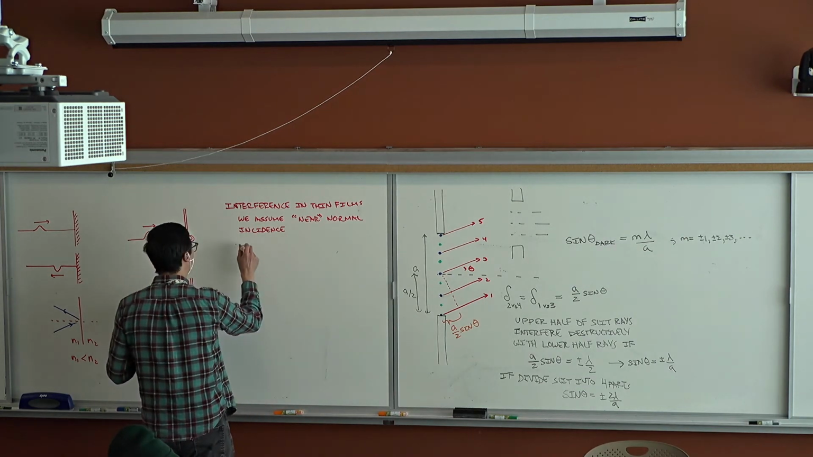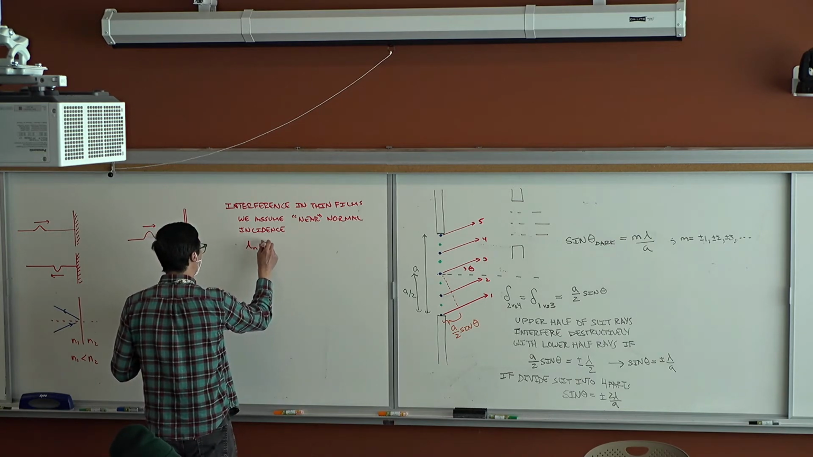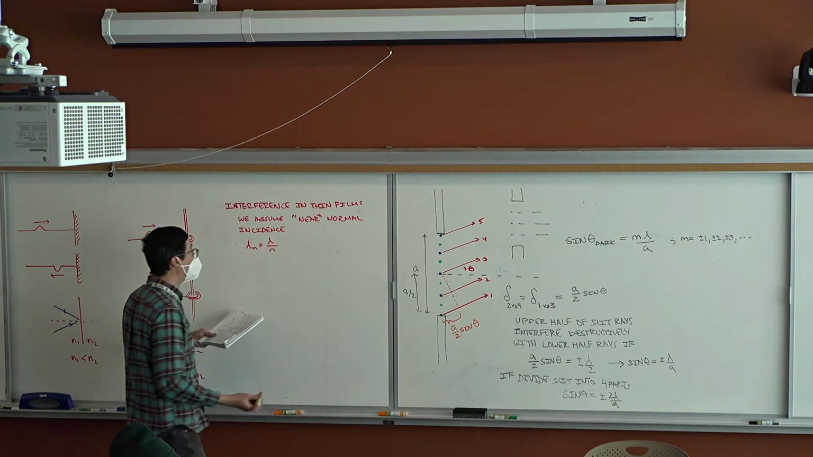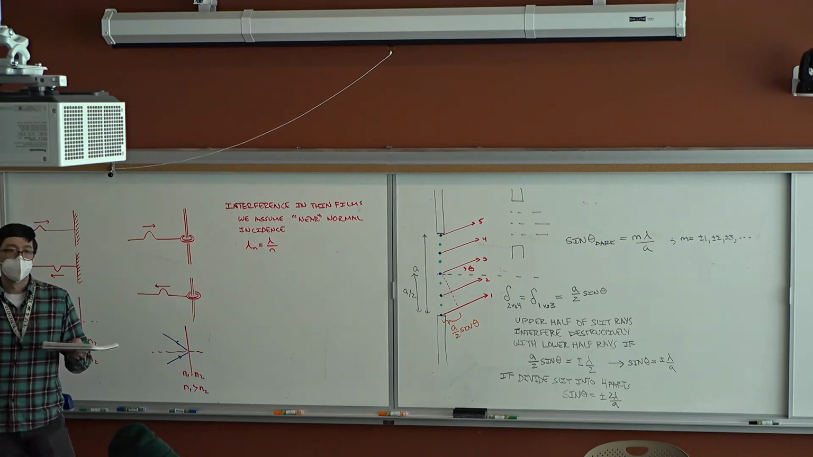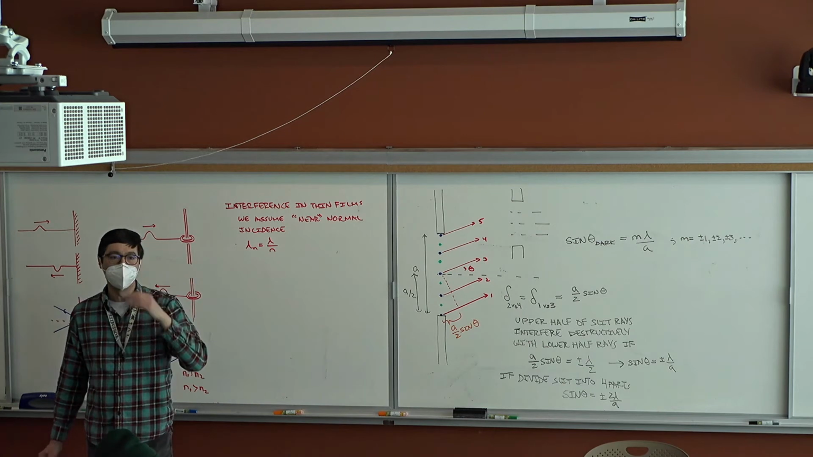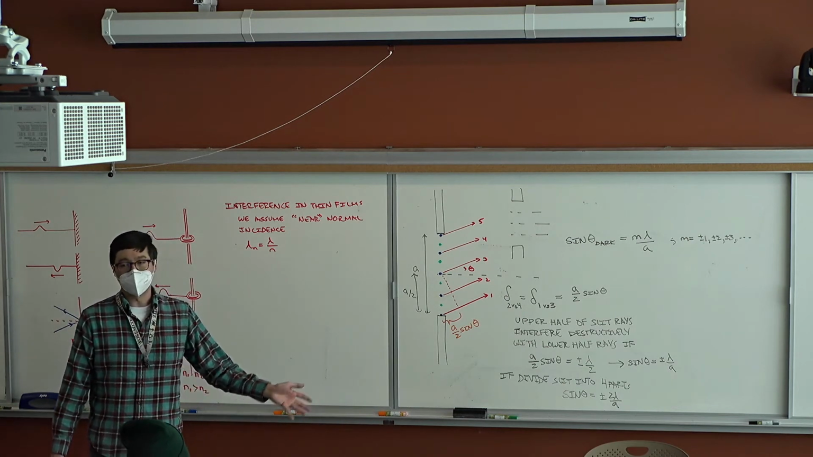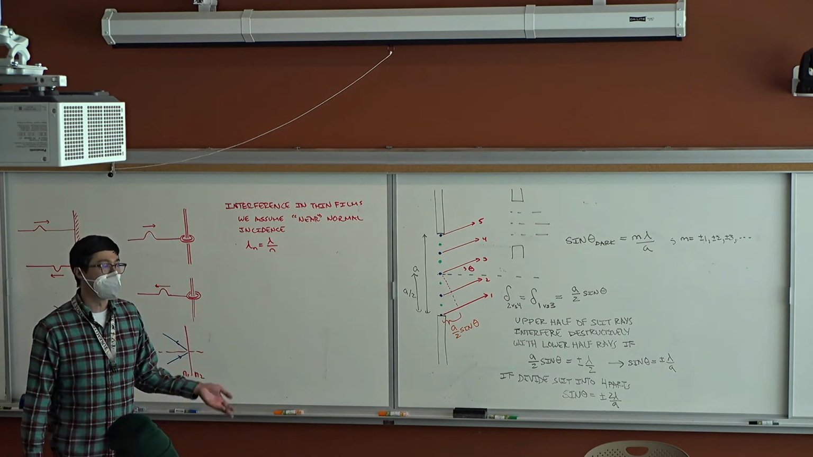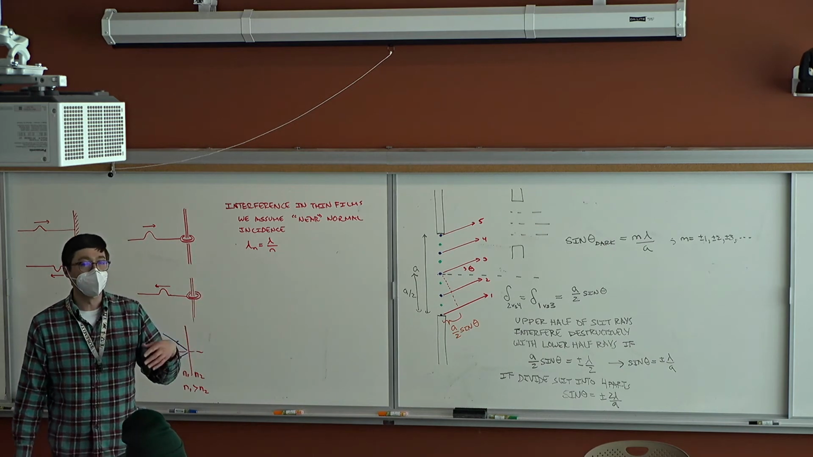And we're going to say that lambda n is just lambda over n. So lambda would be the wavelength in vacuum, or basically in air, since the index of air is basically 1.